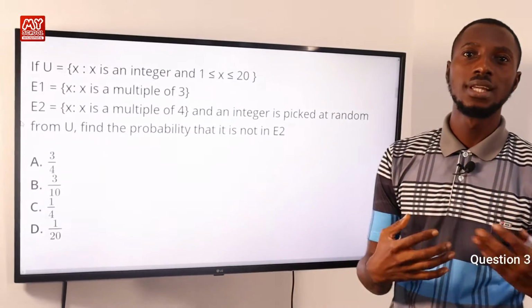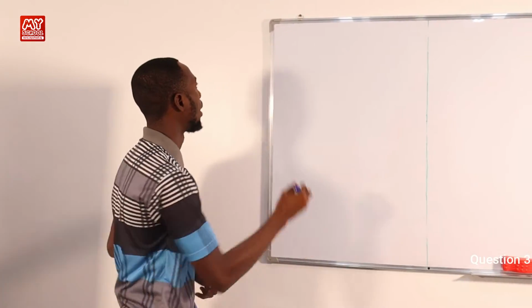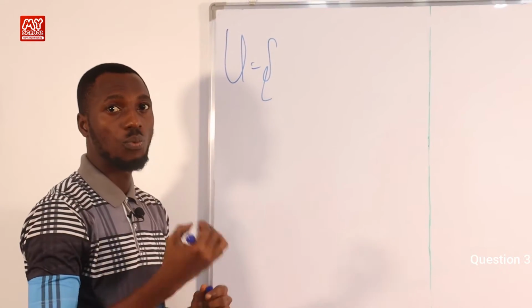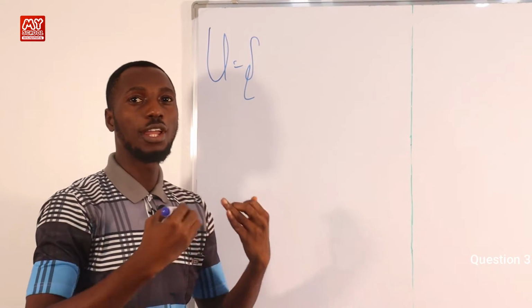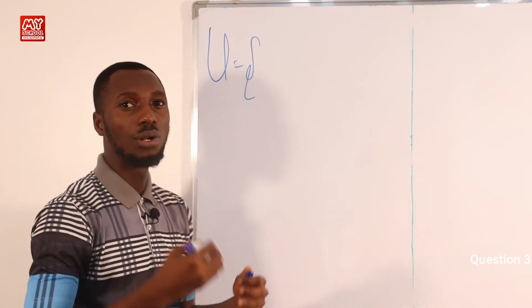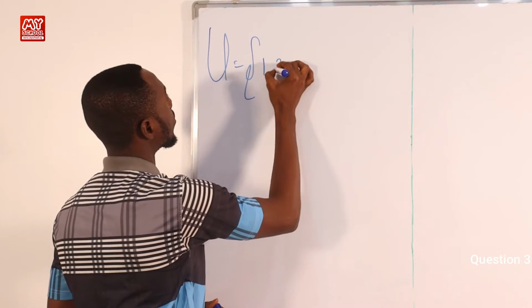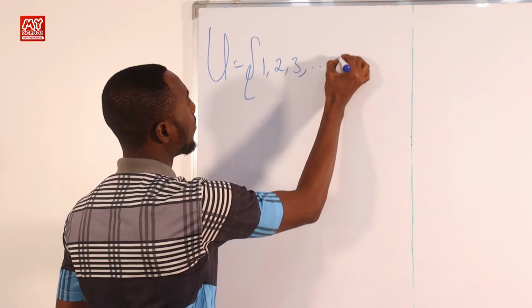At first, let's provide the full details of members present in each of these sets. So we have U: integers, 1 is lesser than or equals to x, x is lesser than or equals to 20. So that is 1, 2, 3, down to 20. I'll just do this to save us time.